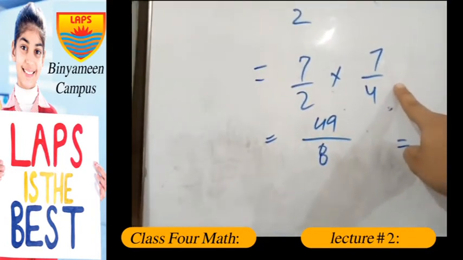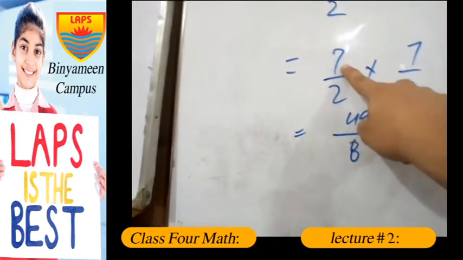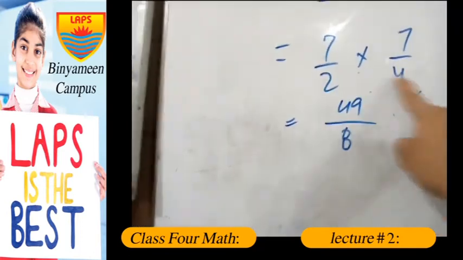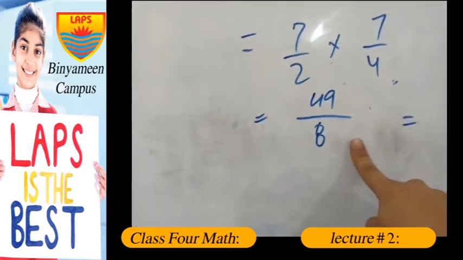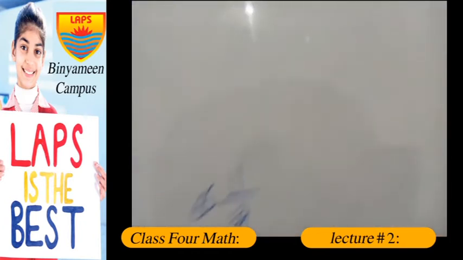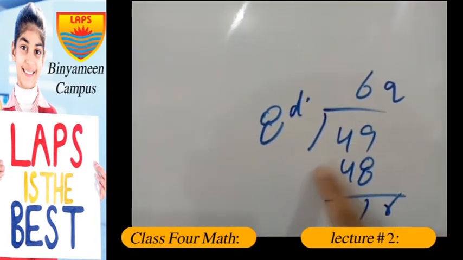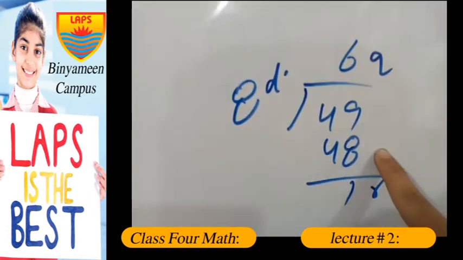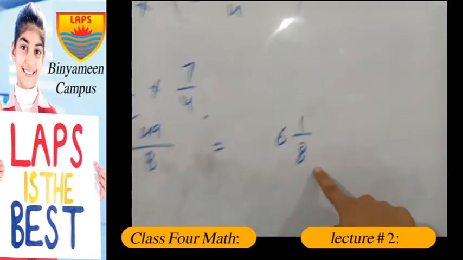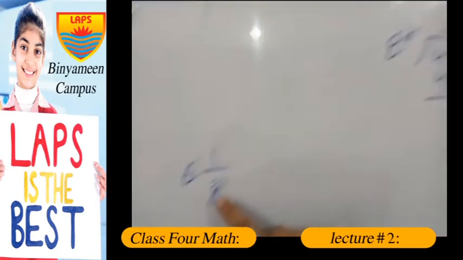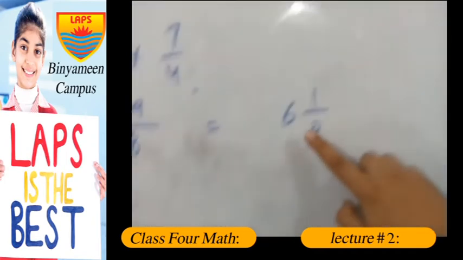We have to multiply 7 over 2 with 7 over 4, and if we multiply, 7 sevens are 49, and 2 fours are 8. So our answer was 49 over 8, and if we want to write it as a mixed number, we have to divide 49 by 8. 8 sixes are 48, and 1 will be the remainder. So we can write it in this form, like the quotient here, the remainder will be written here, and the divisor will be written here.